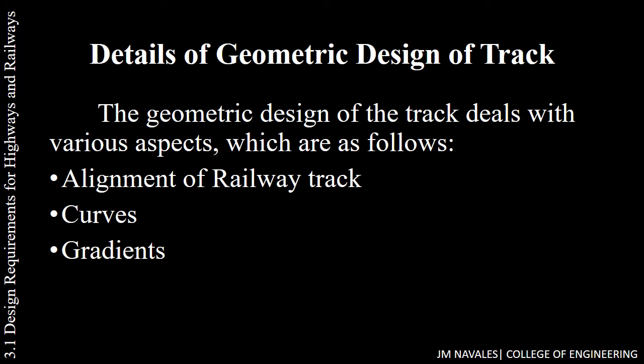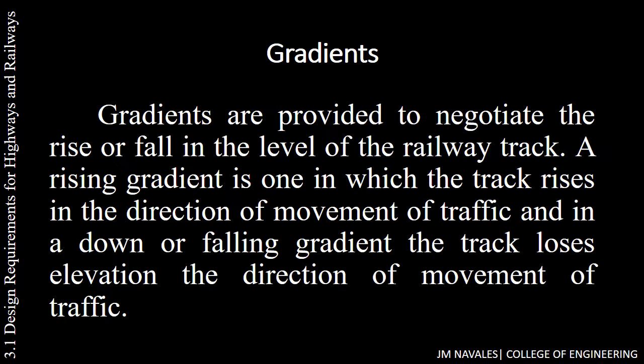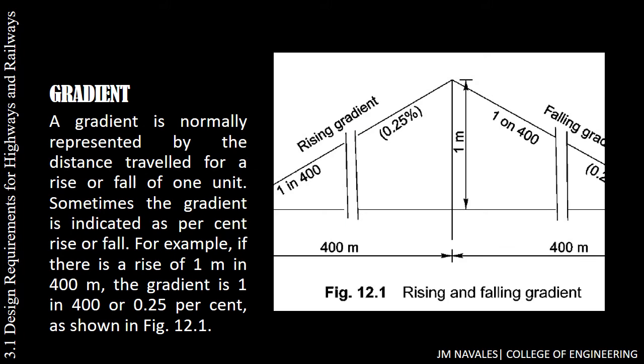In the alignment of railway track and curves, I will discuss that in the later part. Okay, what is gradient? Gradients are provided to negotiate the rise or fall in the level of the railway track. A rising gradient is one in which the track rises in the direction of movement of traffic, and in a down or falling gradient, the track loses elevation in the direction of movement of traffic. So the figure illustrates the rising gradient and the falling gradient.